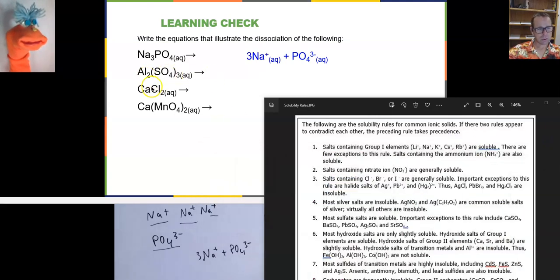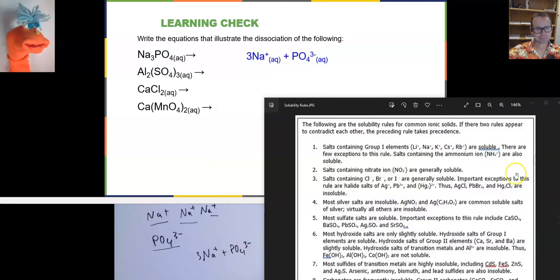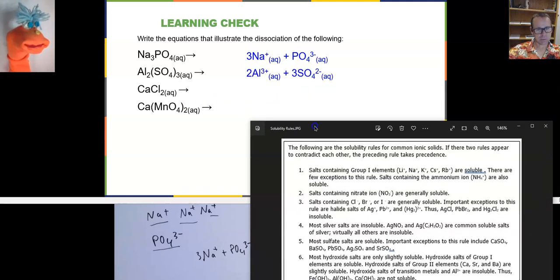So there's going to be 2 of those 3 plus ions, and what's the charge on the sulfate? Doing the crisscross rule backwards, it must be -2. Let me check on my polyatomic ion chart. Yeah, it's -2. Okay, good. There's our polyatomic ion chart, sulfate right here, -2. Good. So 2 aluminums and 3 sulfates. Okay, how about this next one?